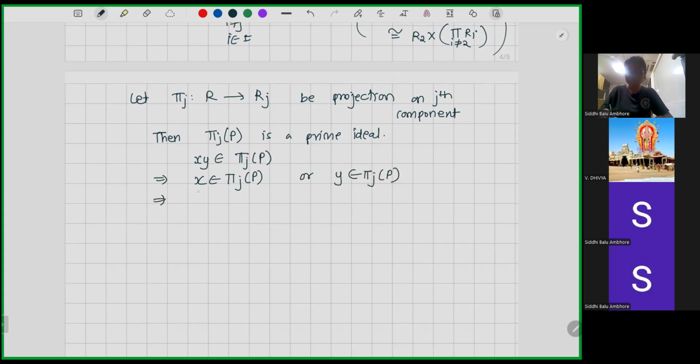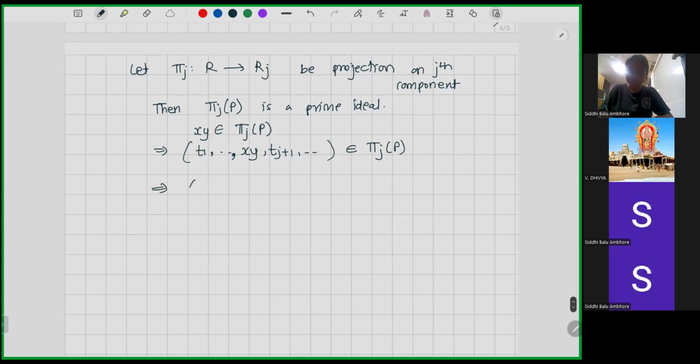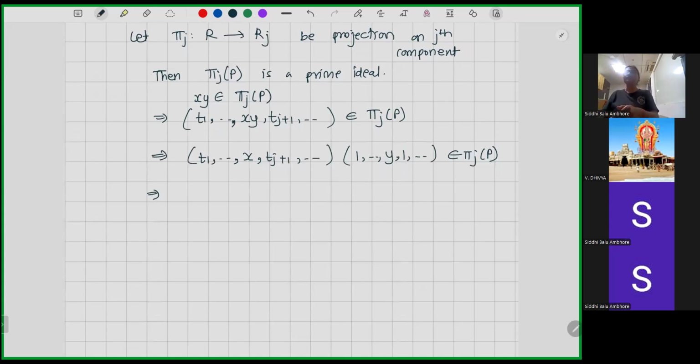I need to prove that this is a prime ideal, so we started with this. Some T1, and so on, with x at the j position, and Tj plus 1 and so on, belongs to my pi j of P. We don't know what this Tj is, it could be 0 very well. That doesn't matter to us, but I can then separate this, right? T1 into x, Tj plus 1 and so on, into 1 at the jth position and so on. This is in pi j of P. So once I have this, since this is in P, this is in P.